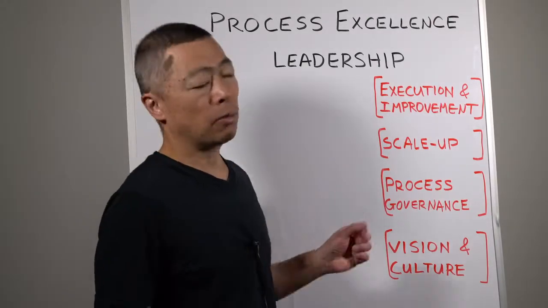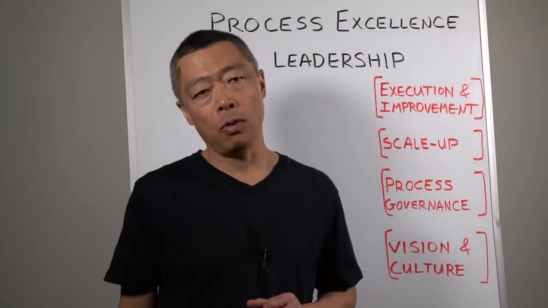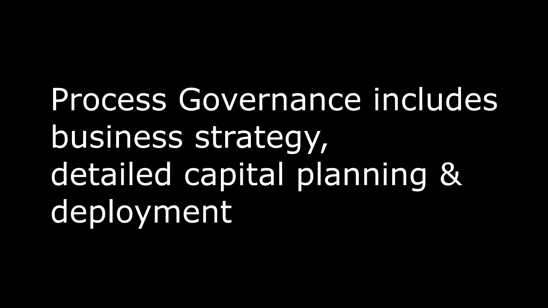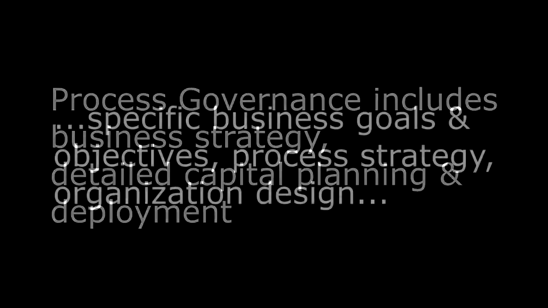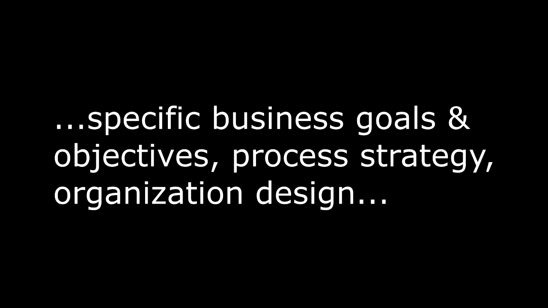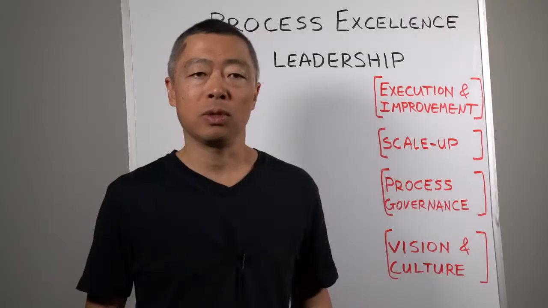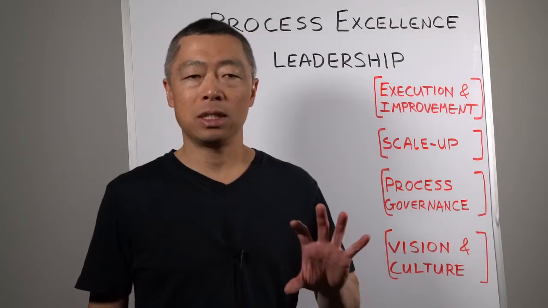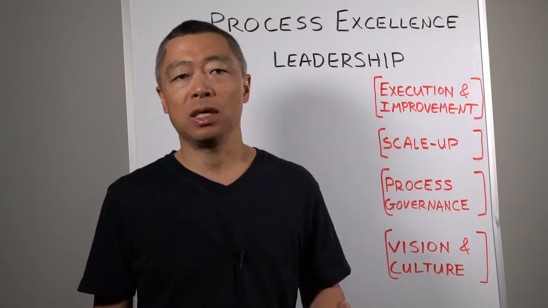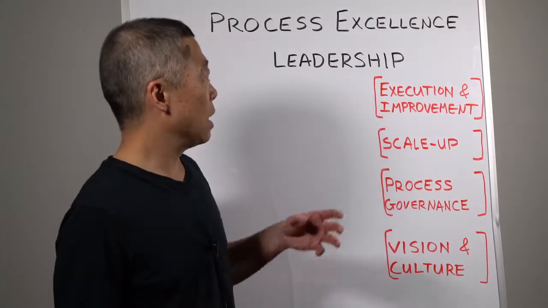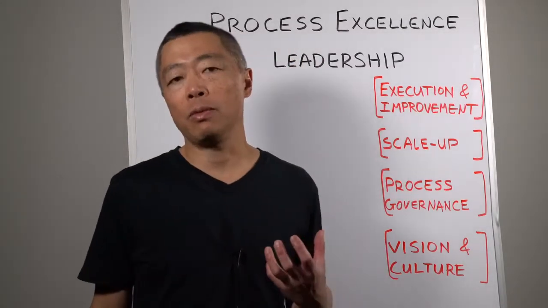The second major process role I call process governance, and it includes a wide range of issues, including business strategy, detailed capital planning and deployment, specific business goals and objectives, process strategy, organization design, the appointment of leaders who foster the culture that we just spoke about, measurements and reward systems, etc., and ensuring that those systems advance a coherent process strategy that gets us to high levels of performance in our processes.